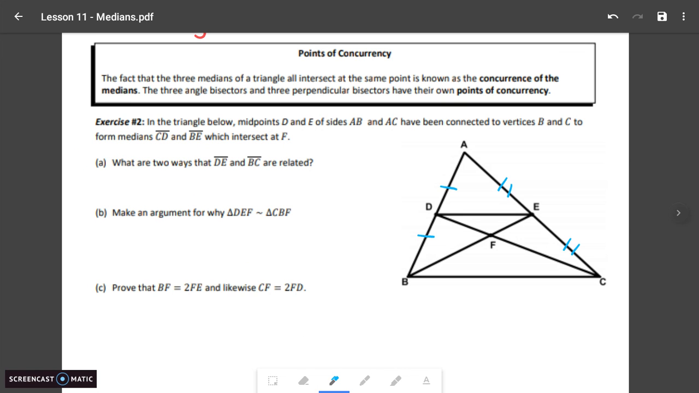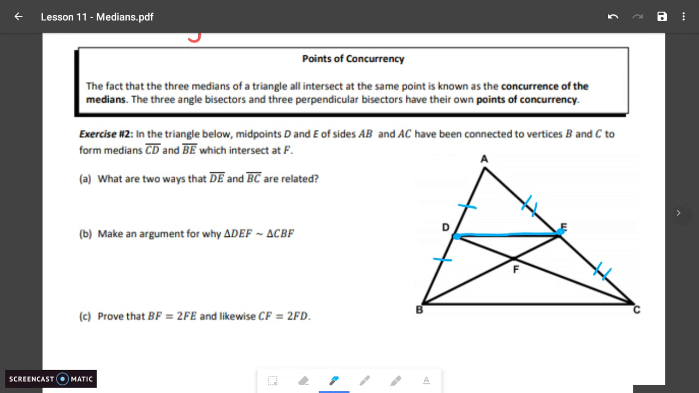But this line, DE, is known as the midsegment because it's connected to two midpoints. That line, DE, is always going to be 1/2 of the third side of the triangle. So it's going to be half of BC. And DE is parallel to BC. Okay, that's because the midsegment's always parallel to the third side, so the side that doesn't have a midpoint drawn to it, and it's always going to be half the length.